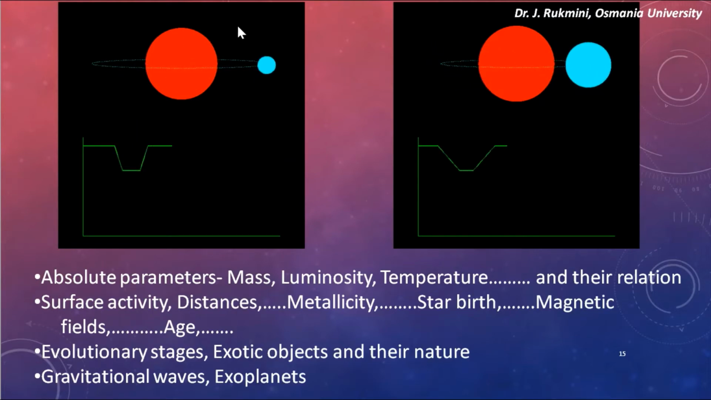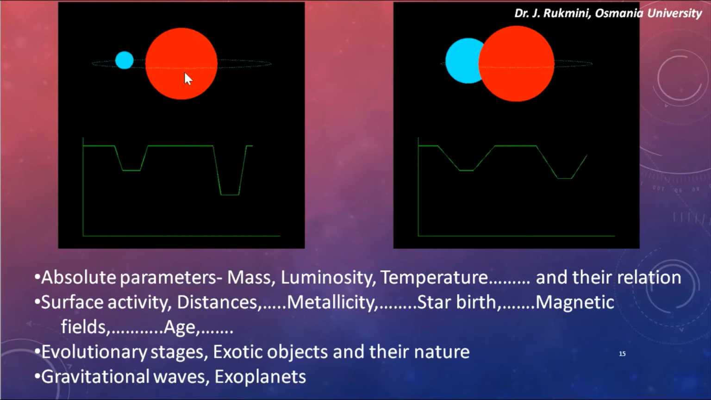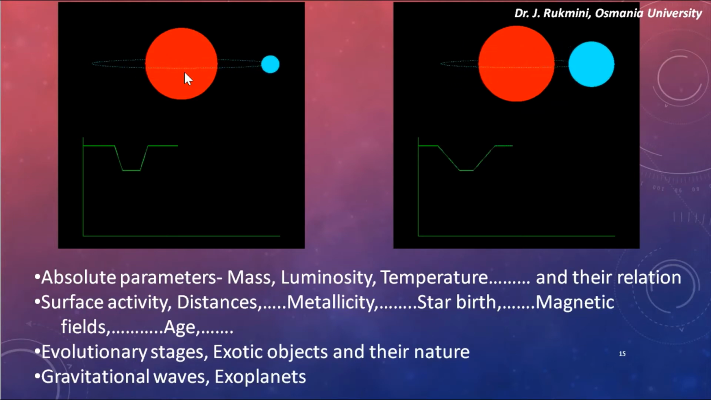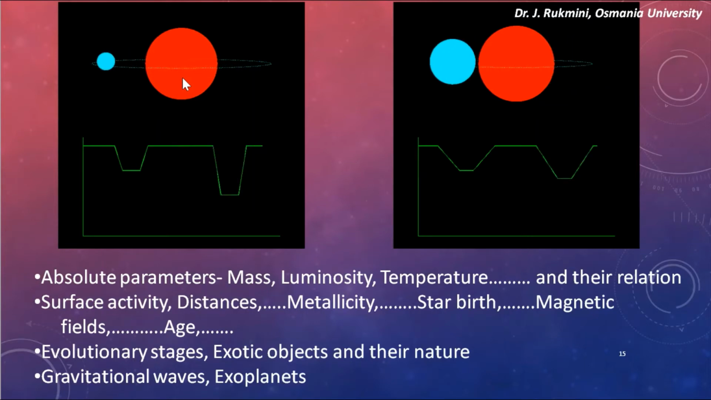Whenever one of the components or both the components orbit around the common center of mass, making one cycle, the time duration is known as the period of the binary. So using Kepler's law, from the period, one can derive the mass of the systems.